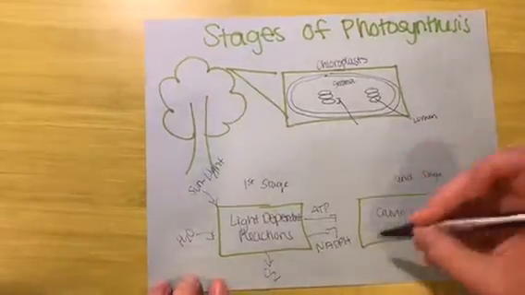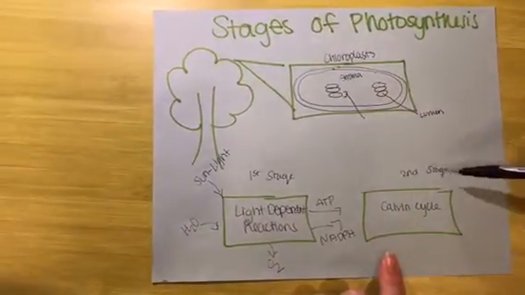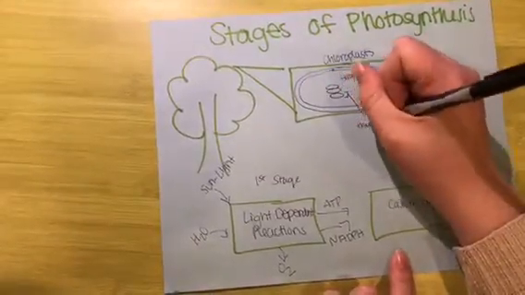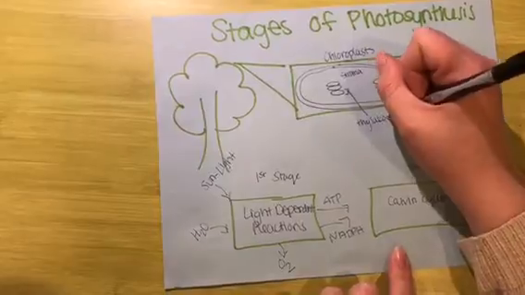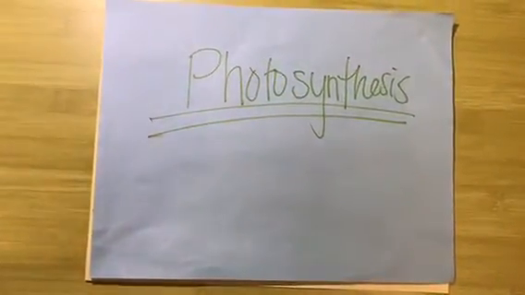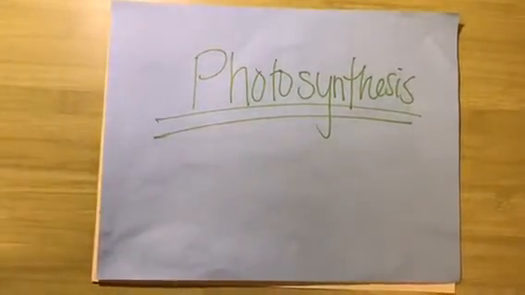Now ATP and NADPH head on to our Calvin cycle, which is the second stage of photosynthesis that is occurring in the stroma of our plant. Oops, forgot to label that one. Our next process is the Calvin cycle. Remember, this occurs on the outside of the thylakoid membrane in the stroma.